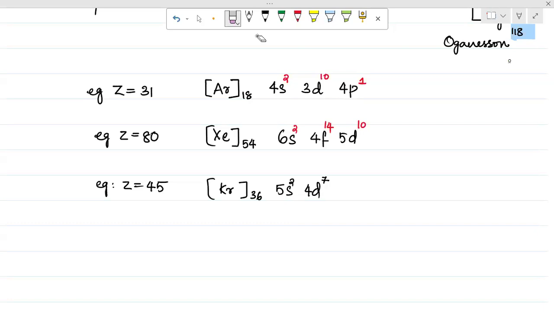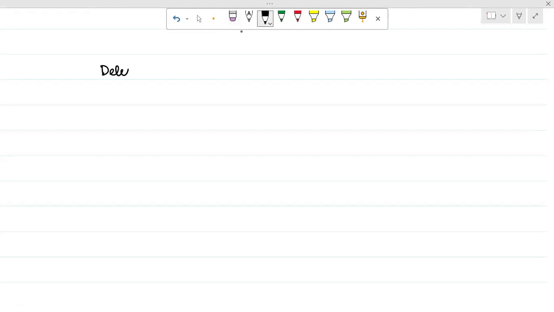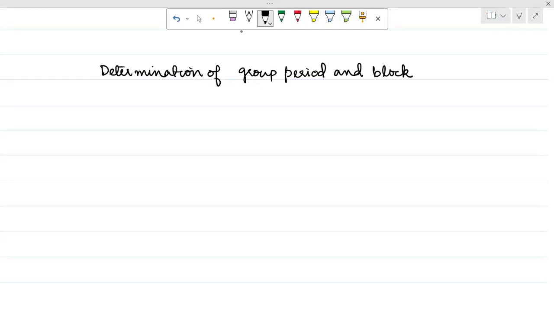Now, the main purpose is to find the group, period, and block of an element. So let's write it one by one. Determination of group, period, and block. Let's say you get a question like this. Some configuration is given to you and you have to write to which group does it belong, to which period does it belong, and which block. Okay, period is very easy.